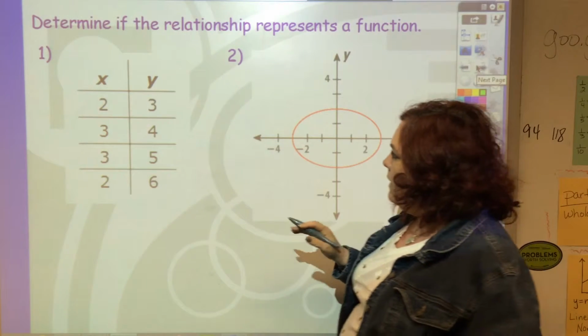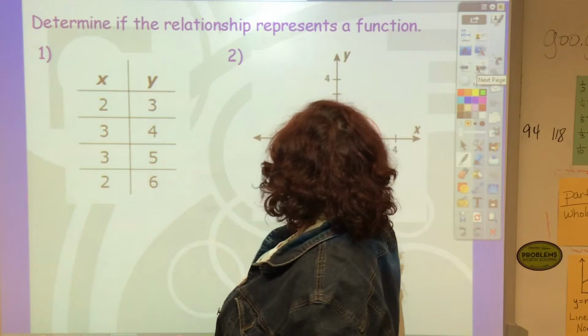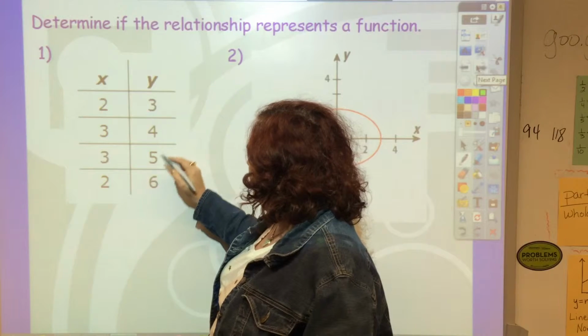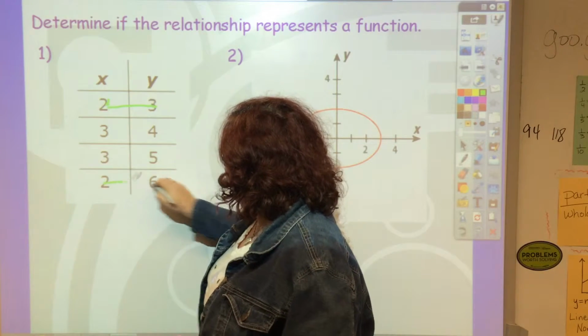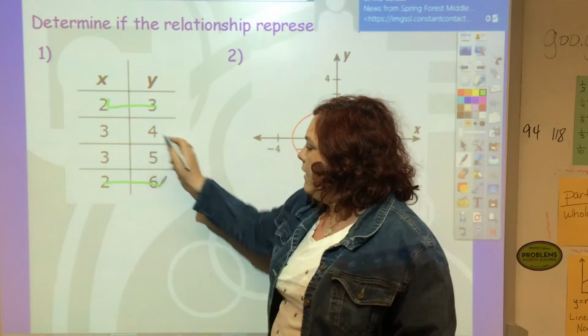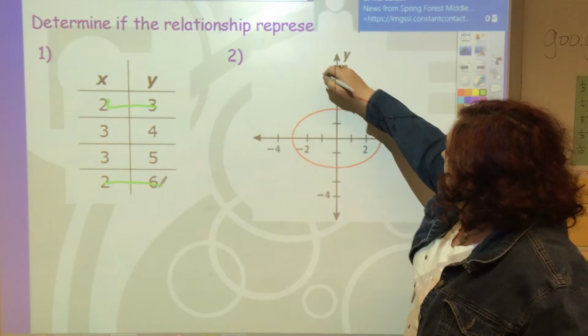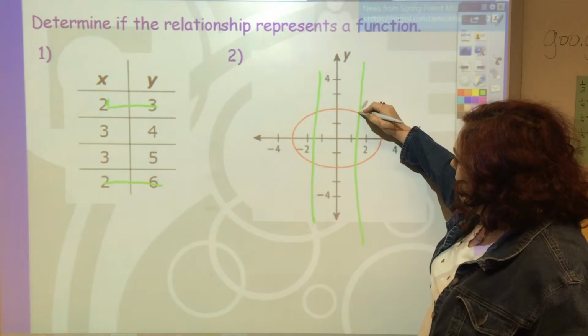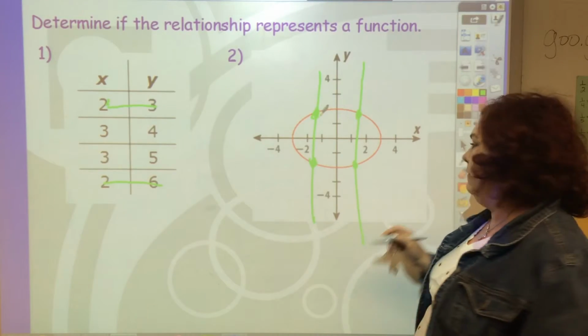Okay, so this is graphed over here. 2 goes to 3, but 2 also goes to 6, and 3 goes to 4, and they can only go to one. If you use your vertical line, it goes through two points, so it is not a function.